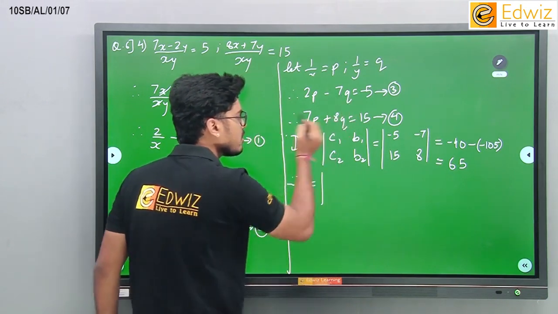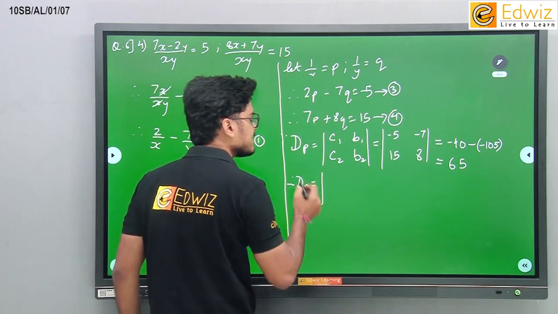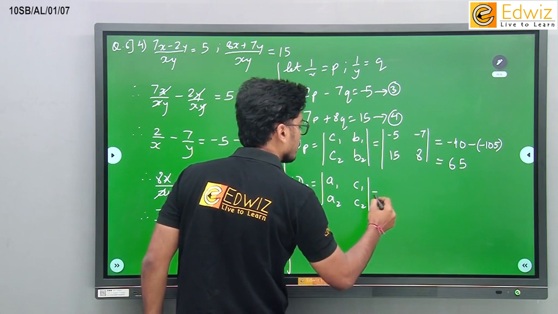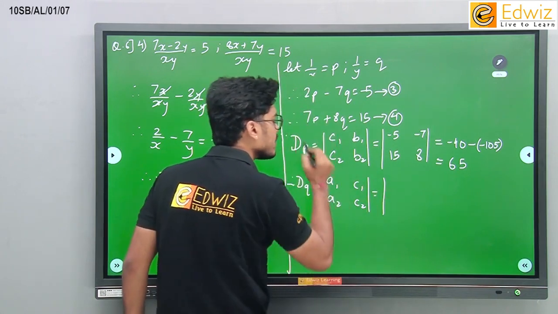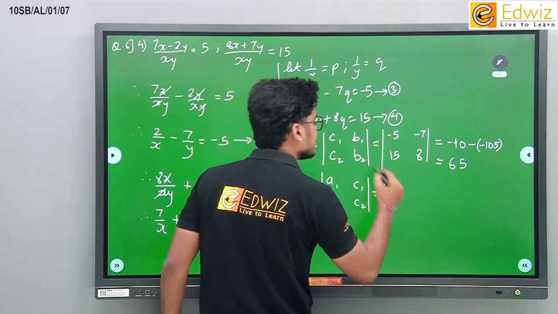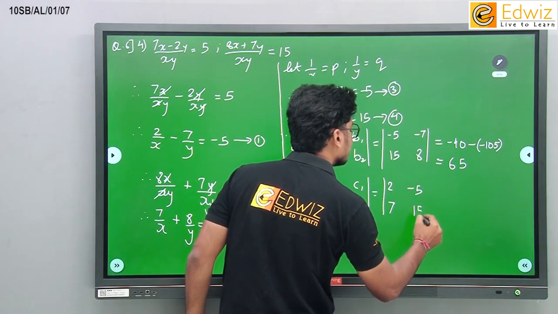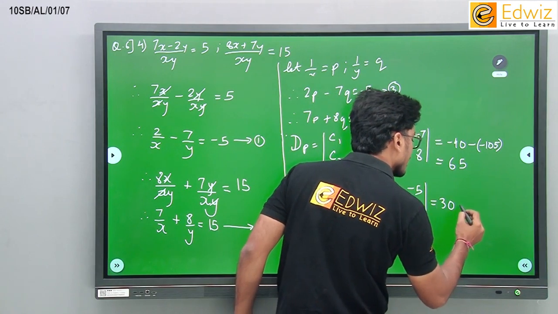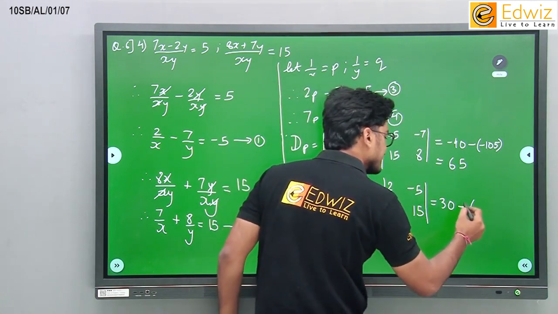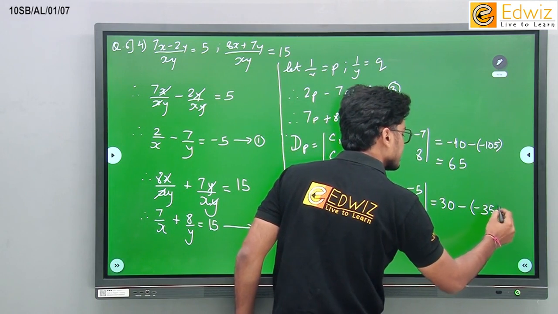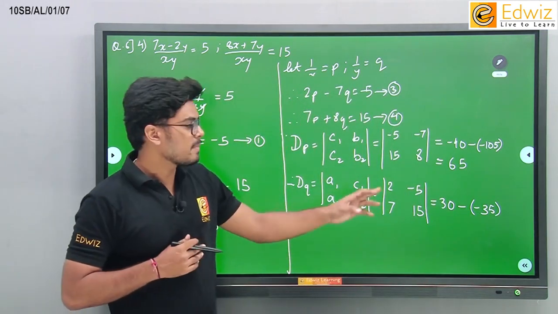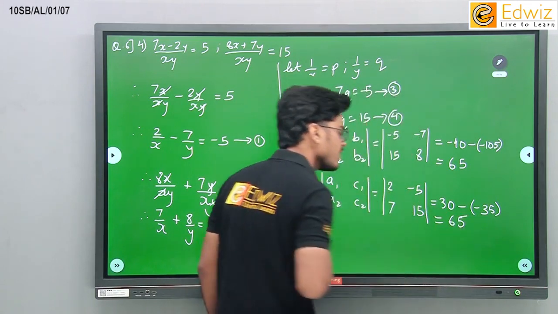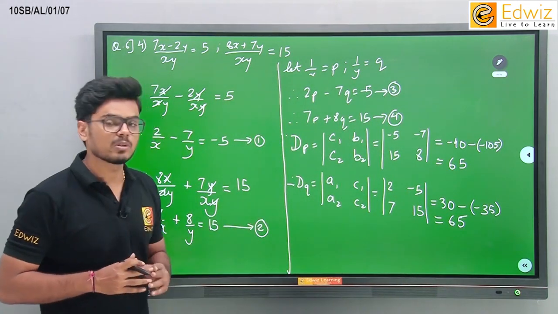For dQ, ignore the coefficients of Q, 2 and 7, that means A1, A2 and C1, C2. Okay, so A1, A2 is 2 and 7, C1, C2 is minus 5 and 15. So what will be its solution? 2 into 15, that is 30, minus 35, which is 5 into 7, negative. Correct? So 30 minus 35, the answer is also 65. Okay, so here P and Q both are 65.